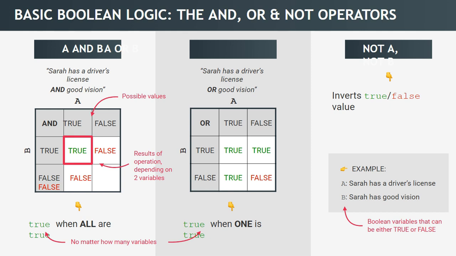The requirement for Sarah to drive is that Sarah must have a driving license and must have good vision, right? Now, if Sarah has a driving license but does not have a good vision, can Sarah be allowed to drive? No.